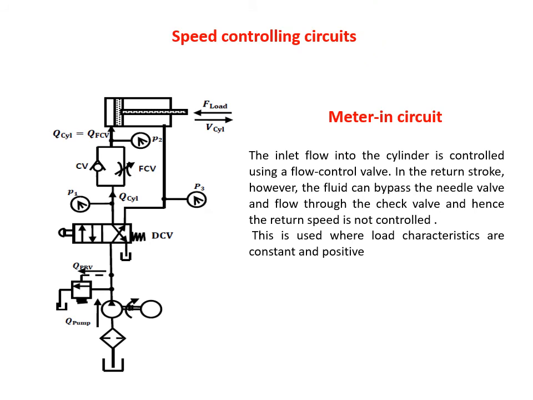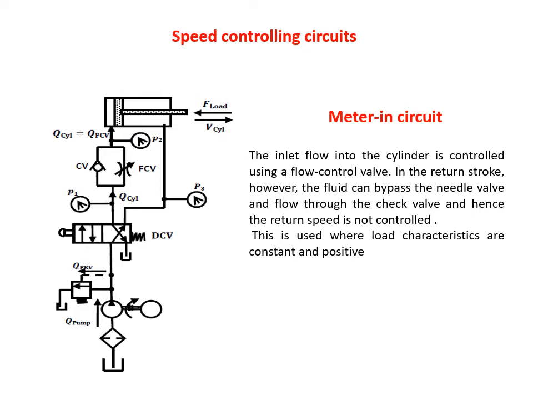There are specific applications of flow control valve. First we will study the meter in circuit. The inlet flow into the cylinder is controlled using the flow control valve. In the return stroke, however, the fluid can pass the needle valve and flow through the check valve, and hence the return speed is not controlled. This is used when the load characteristics are constant and positive.